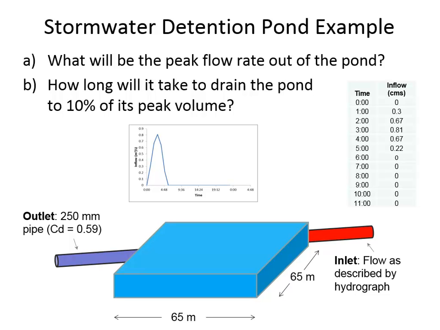So here's an example. I'd like you to start up Excel and type in the inflow hydrograph that I've got written on the screen there. So the very first columns on your spreadsheet are going to be time and inflow, and this is cubic meters per second. And then we'll talk about how to simulate a pond that is 65 meters by 65 meters. It has vertical walls on it, just to simplify what volume we've got for certain water heights. And then we're going to try and find out for this pond what will be the peak flow rate and then how long it will take to drain the pond.